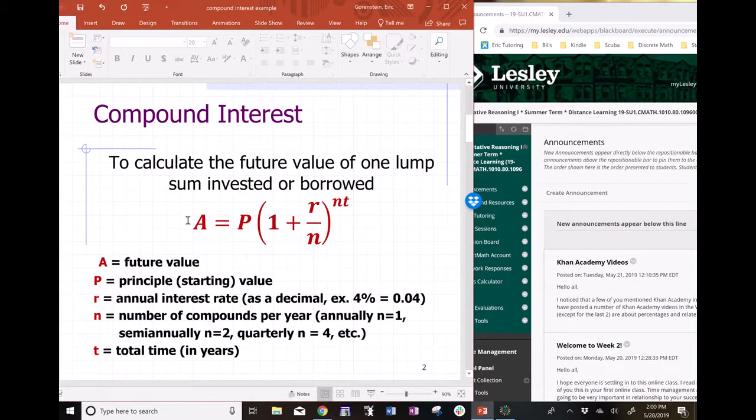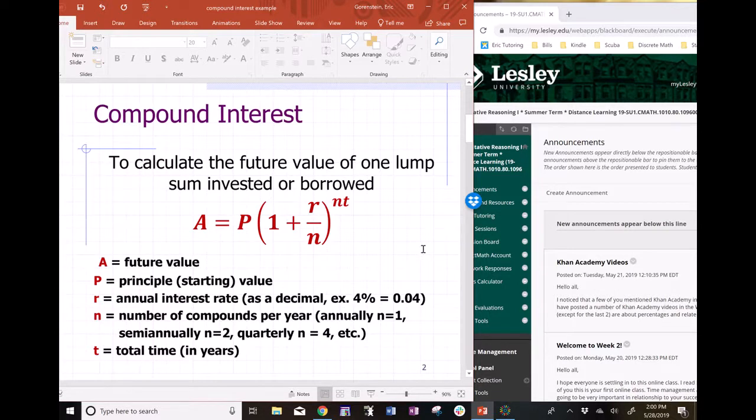This formula is what we're using to calculate the future value when one lump sum of money is either invested or borrowed, and then no additional payments are made. So we have five variables here. Capital A is future value, that's measured in dollars. Capital P is the principal or the starting value, also measured in dollars. Lowercase r is the annual interest rate, given as a decimal. n is the number of compounds per year, and t is the total amount of time, always measured in years.